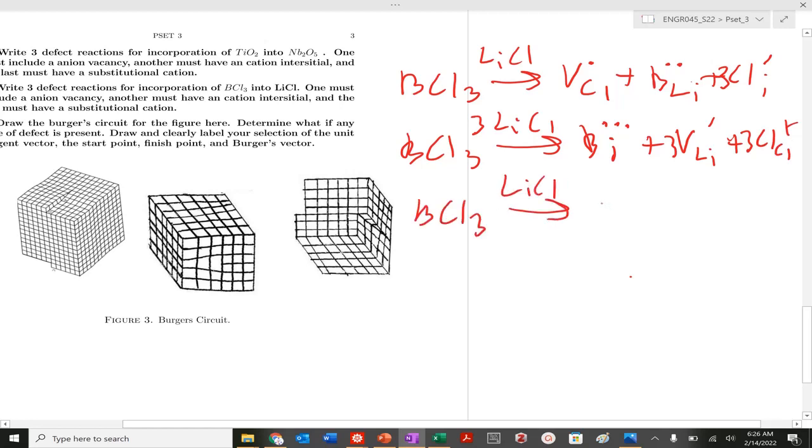Finally, I need basically this reaction again, the substitutional cation, B on Li, 2 plus, plus vacancy Li. I need 2 of those vacancies in Li. So I need 3 here, plus 3 Cl, ClX. And there we go.